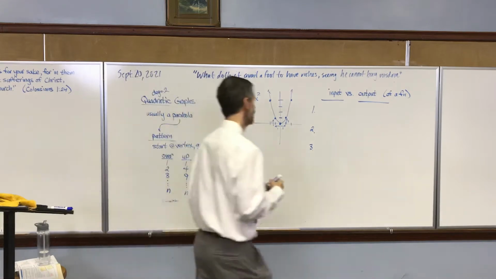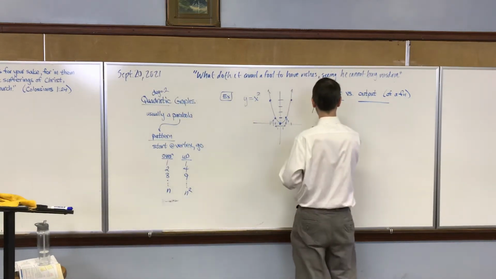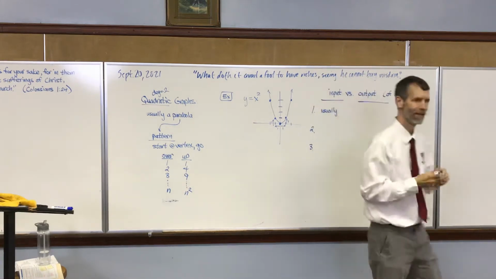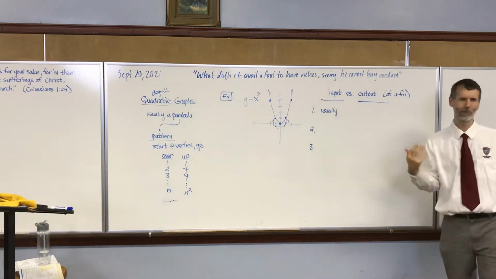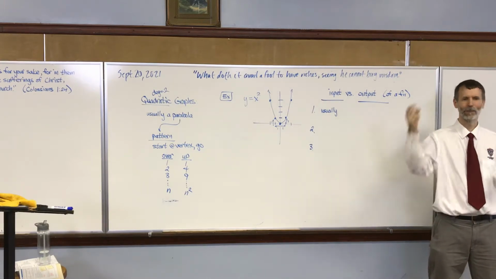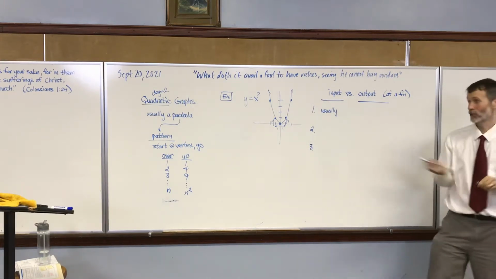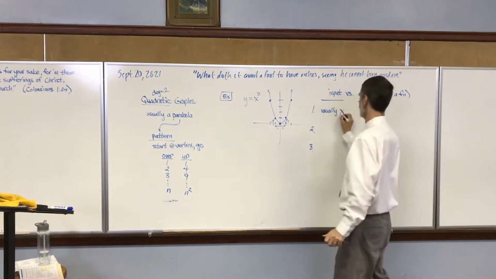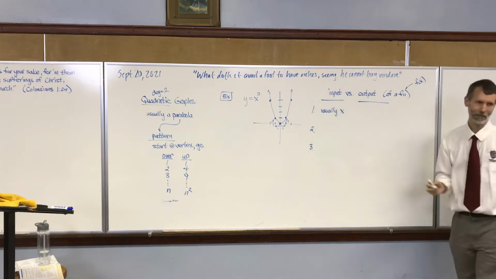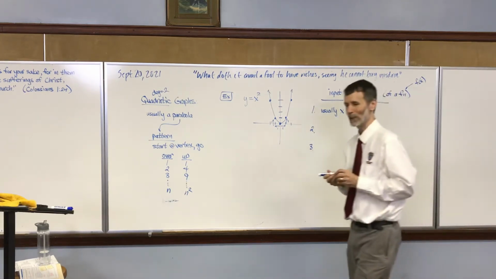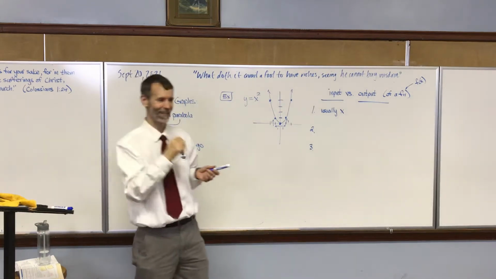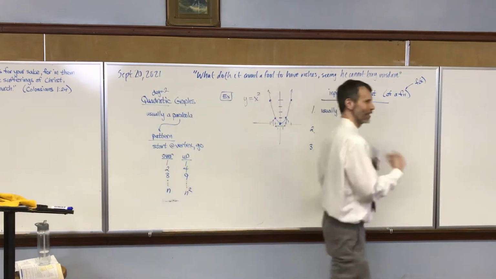Input is usually represented. Does anybody happen to know which letter mathematicians love to use for input? When you plug something in, it's usually what? X. It's usually x. When you have a function, it might look like this, f of x. And x is a very popular input variable. You don't have to. You could have f of t, f of w, but x is very common.